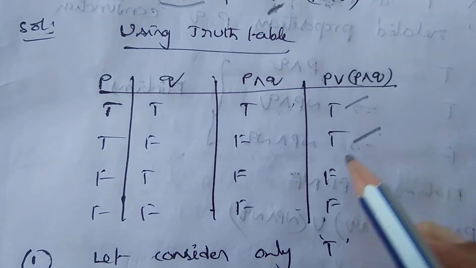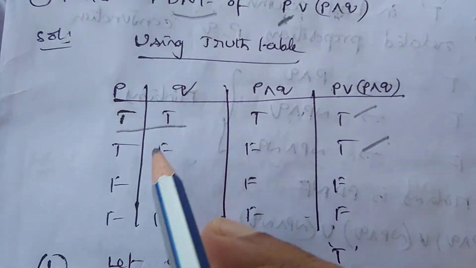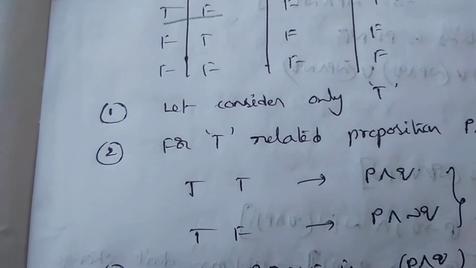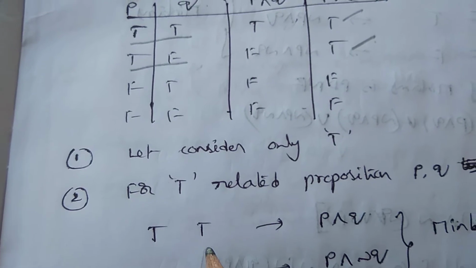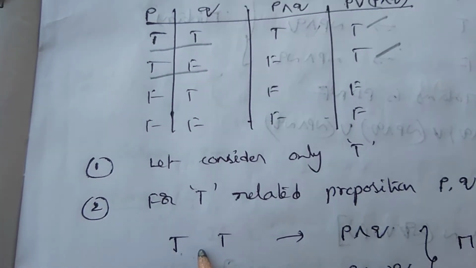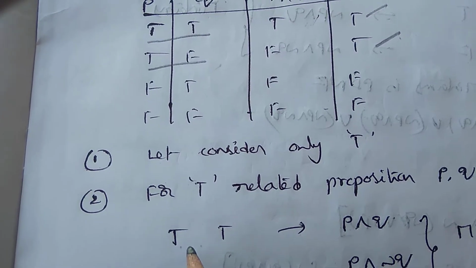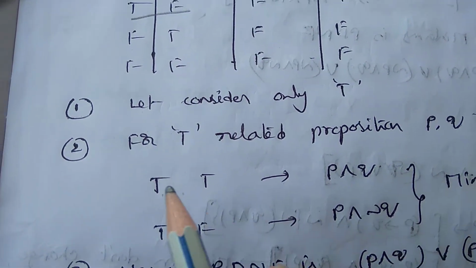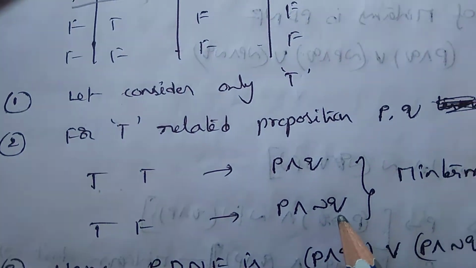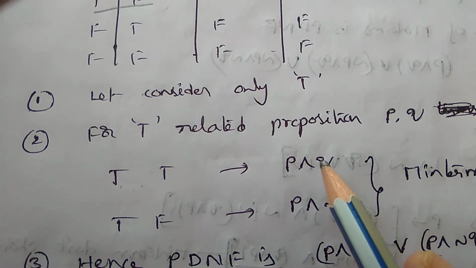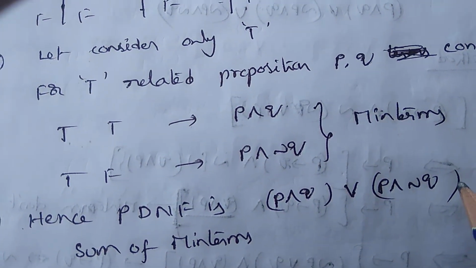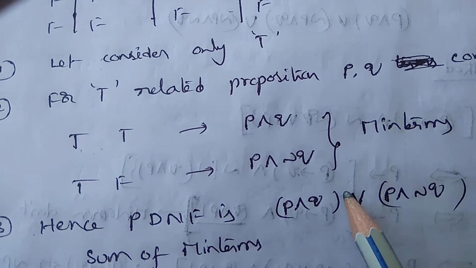There you select false values, but here you select true values. For the true values of the statements, write TT, TF. You directly write these statements with the AND symbol. There you write with the OR symbol, but here you write with the AND symbol: P and Q, P and negation Q. These are called min terms. For these min terms, write them in brackets. Between brackets you write the OR symbol.